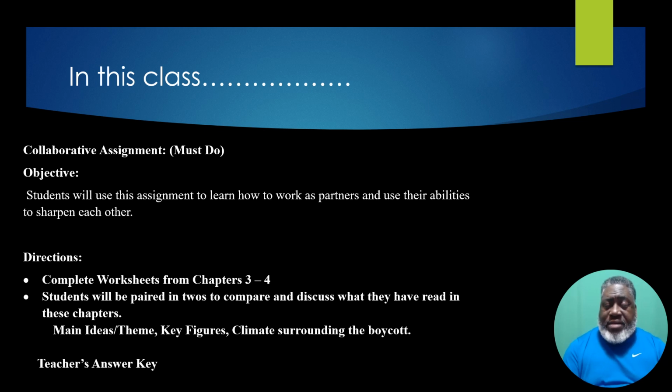Here are your collaborative assignments. Students will use this assignment to work together in partnership and use their abilities to strengthen each other. Also, you're going to complete the worksheets in chapters 3 and 4, along with reading chapter 3 and chapter 4. And then you will pair in twos, and you will compare and discuss what you've read in these chapters surrounding the main idea or theme, key figures, the climate, the temperature if you will, or what the mood was surrounding the boycott.